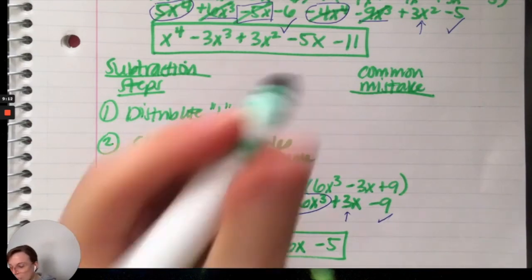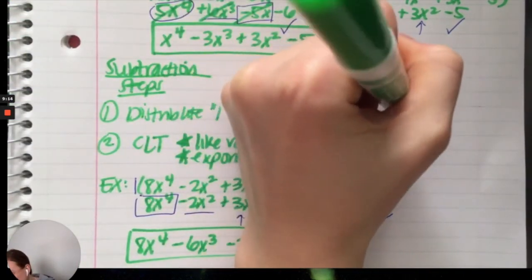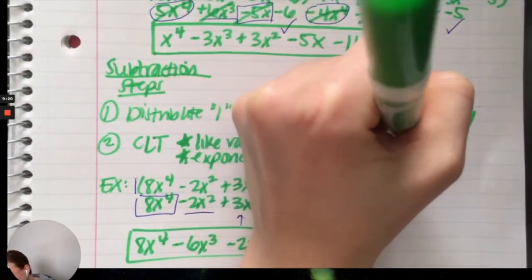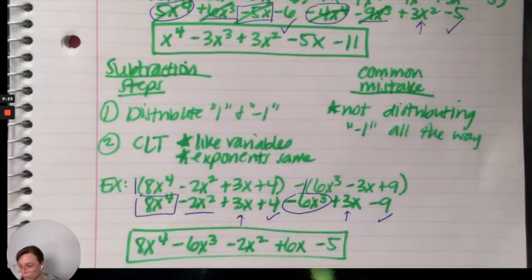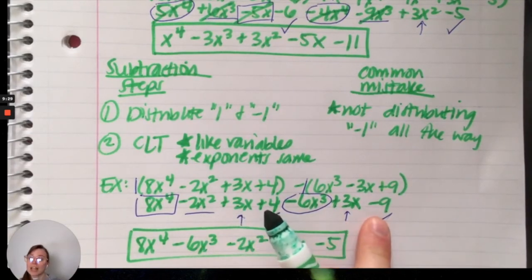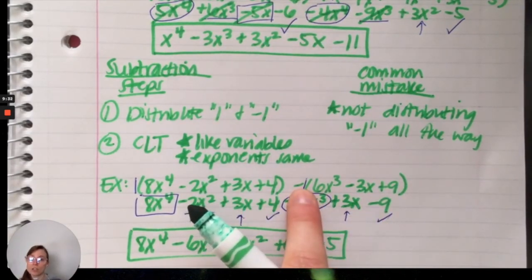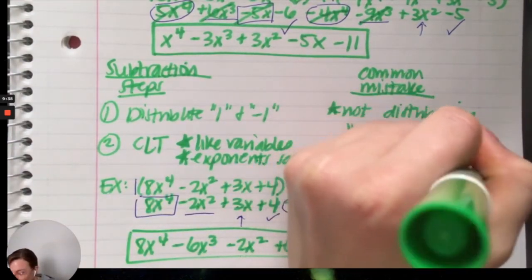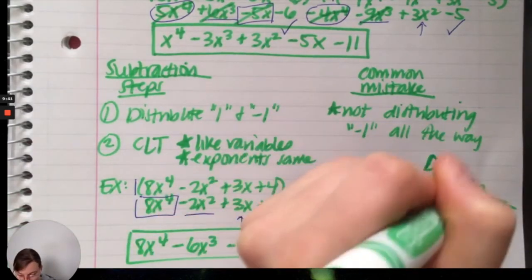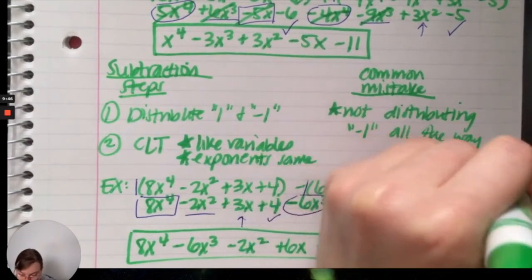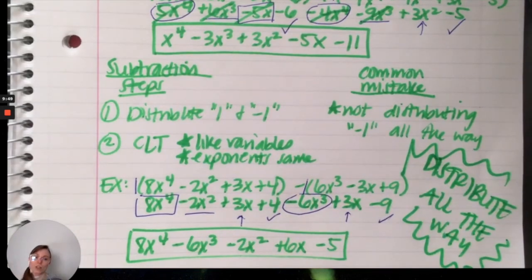And then our common mistake is not distributing the negative 1 all the way. So people stop. They would just do the negative 6x cubed, but they would keep this as a negative 3x and a positive 9. That is incorrect. This negative 1 gets distributed to every term in that quantity. So make sure this is your time to remind yourself, and hopefully you listen to yourself in the future. Distribute all the way. Make sure you are distributing that negative all the way through. You're not just stopping at one of the terms.